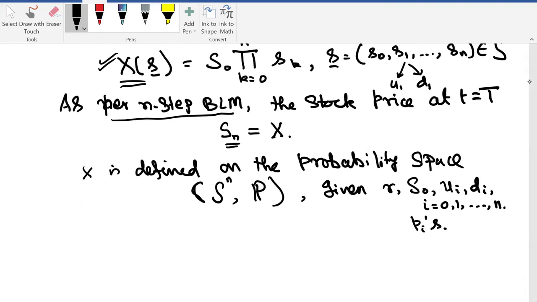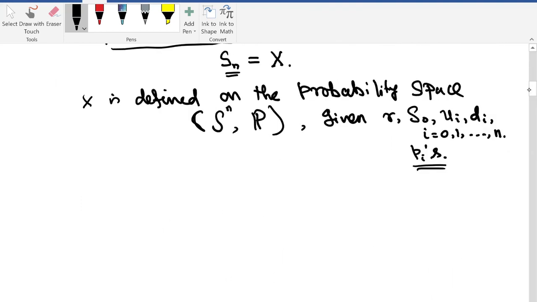At least given U and D, one very reasonable way is to use the risk neutral probability, which is very useful, especially in our option pricing models. Therefore, we are more interested in risk neutral probability for given R, S0, U's and D's. But one can also find U's and D's.